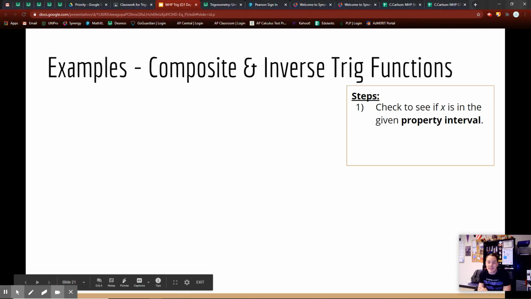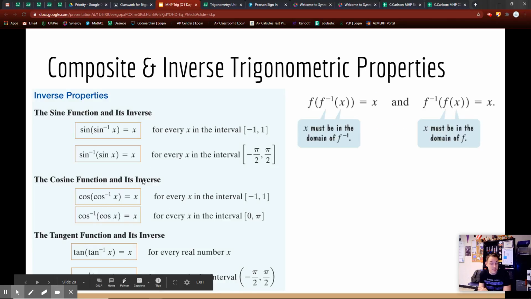Check to see if x is in the given property interval. Very basic, but it can get confusing. Okay, but what you're going to be using are these examples. So you're going to be using these for the next slide. Got it? This slide is directly correlating to the next slide. Okay?